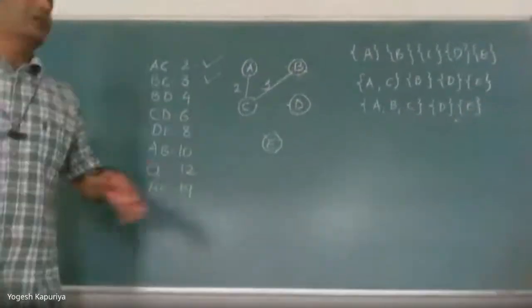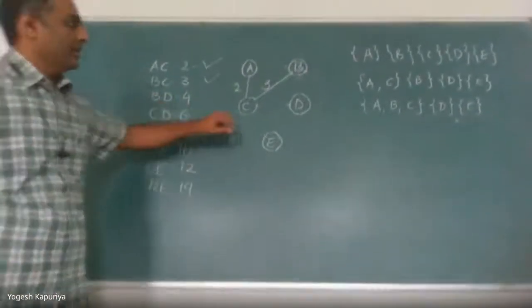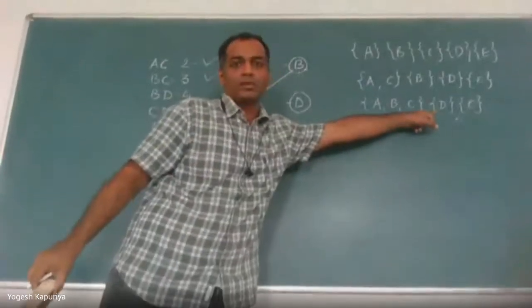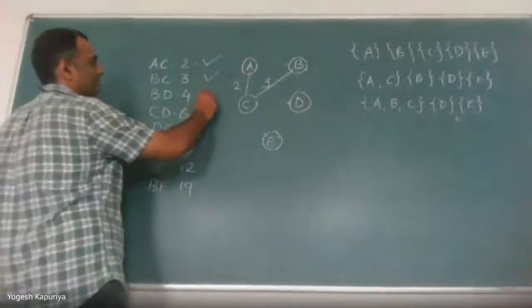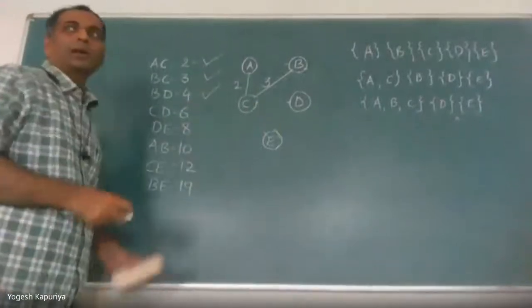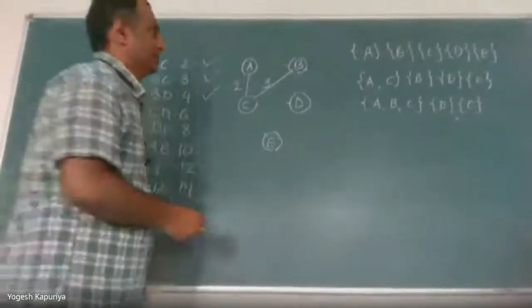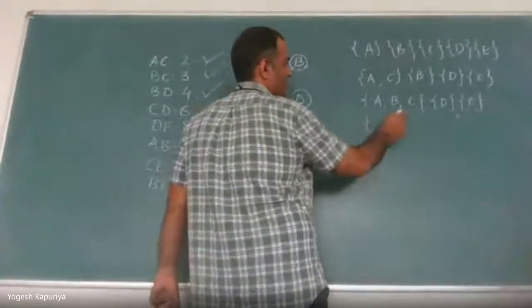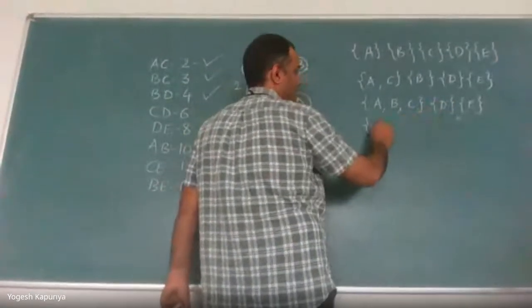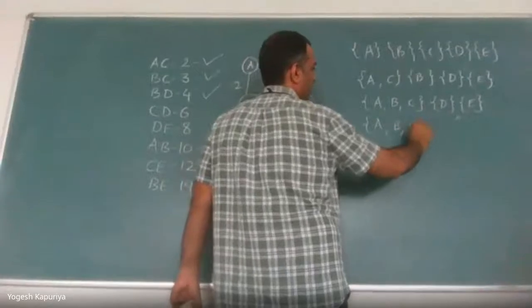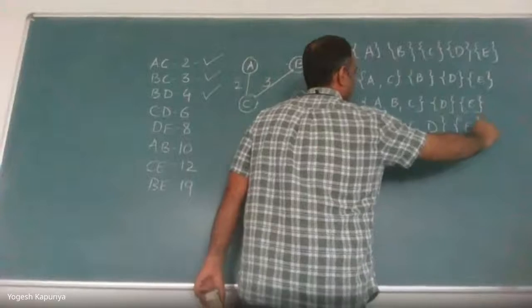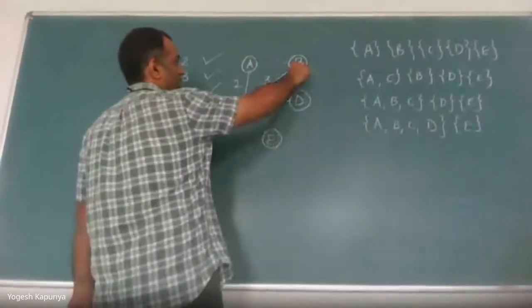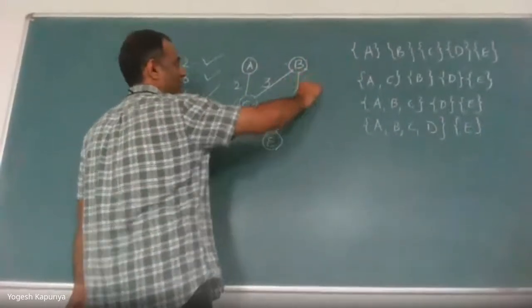Okay. So now step number 3, BD, B and D. B here, D here. They do not belong to the same set. It means that this can be part of my minimum spanning tree. So I will simply perform the set union. So A, B, C, D, and E. Visually I will say that B and D are connected.